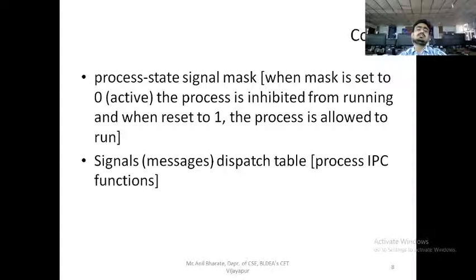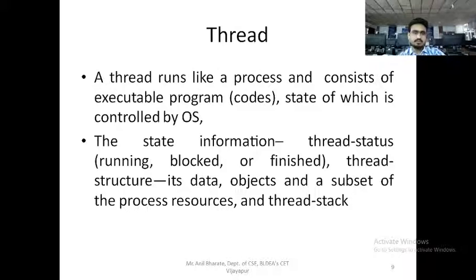Next, the process state signal mask. When the mask is set to 0, the process is inhibited from running. When it is reset to 1, the process is allowed to run. Signals are nothing but messages. The dispatch table is nothing but the process IPC function, inter-process communication.